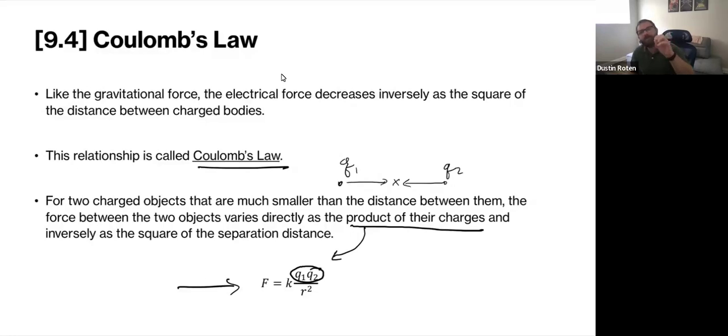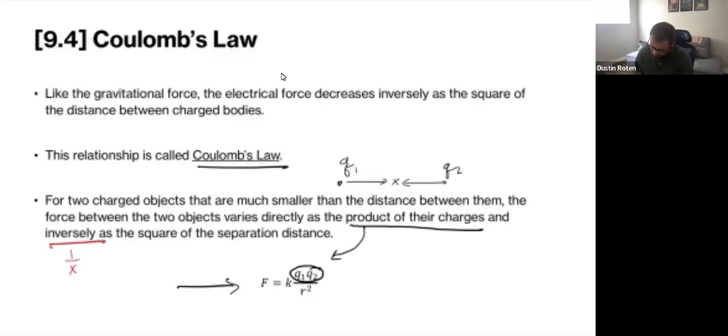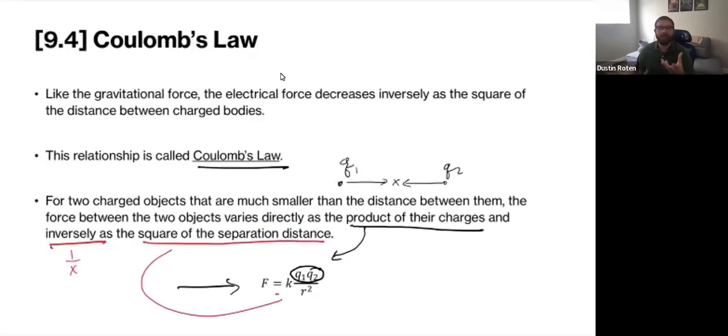Then this changes inversely. Remember, inversely means a 1 over x kind of thing. So it's inversely as the square of their separation distance. Well, that's the denominator. The separation distance is r. That's just the distance between the two charged objects. Now, if that's confusing, don't worry. We'll get into it a little bit more shortly.